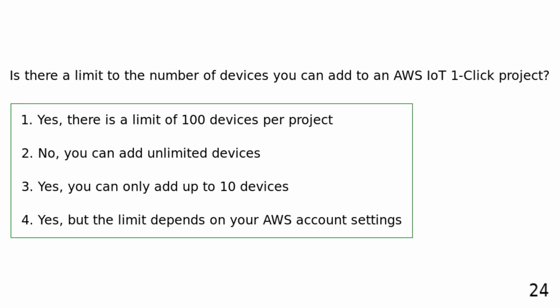Is there a limit to the number of devices you can add to an AWS IoT one-click project? Yes, there is a limit of 100 devices per project. No, you can add unlimited devices. Yes, you can only add up to 10 devices. Yes, but the limit depends on your AWS account settings.